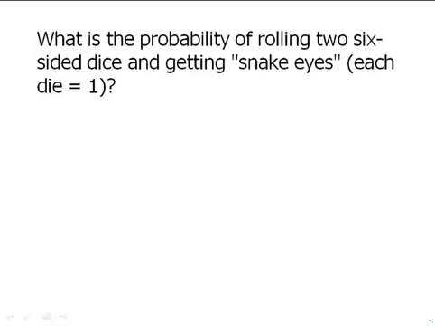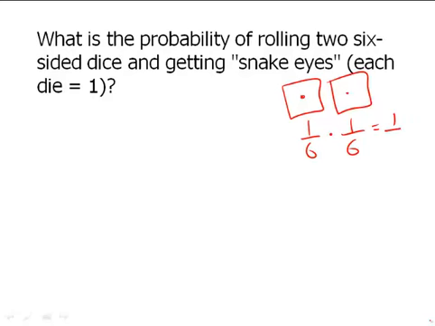Another question. What is the probability of rolling 2 6-sided dice and getting snake eyes? That's a 1 on each die, so snake eyes would look something like this. Well, again, the 2 dice don't influence each other, so these are independent events also. The probability of getting a 1 on one 6-sided die is 1/6, so 1/6 on one, 1/6 on the other. They're independent, so that means "and" means multiply. Multiply them and we get 1/36, the probability of rolling snake eyes when you roll 2 dice.